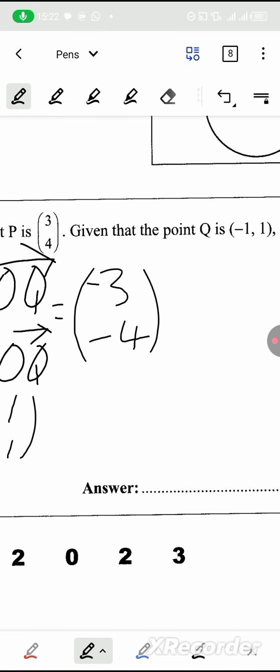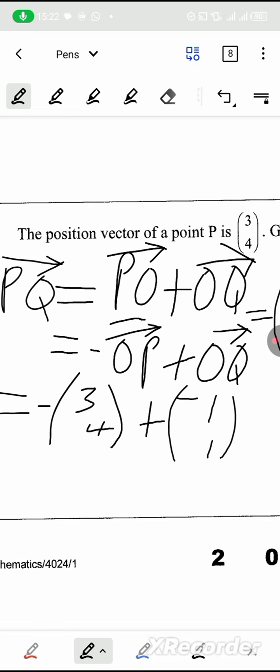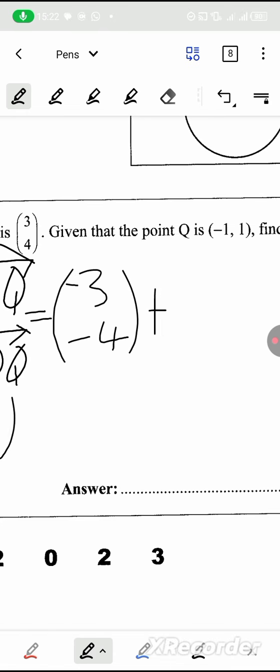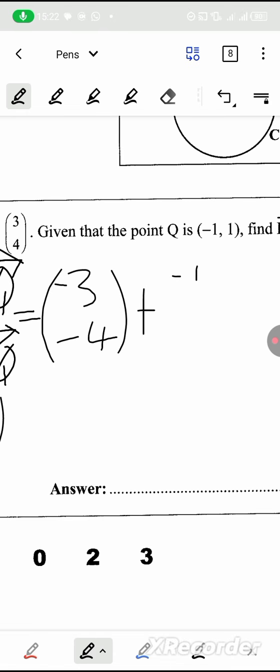Negative 3, negative 4 now equals that. Then plus, what I've done here, I've just multiplied the negative which is outside there. And we add that. So after doing that, then we can write the other one. We are saying plus negative 1, then 1. That is for Q. Then let us simplify further. Negative 3 plus negative 1, the answer will be negative 4. Then negative 4 plus 1, the answer will be negative 3.